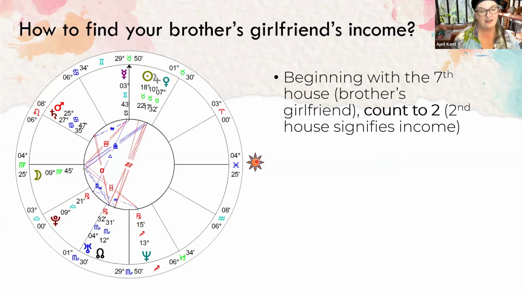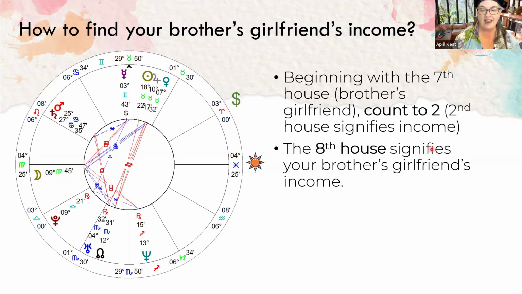And there, so you count 1, 2, and the 8th house of your chart signifies your brother's girlfriend's income. Why you would need to know about that, I'm not really sure, but it's just to show anything's possible. What do we think about how she is with her money and her income? Do we have the slightest idea?